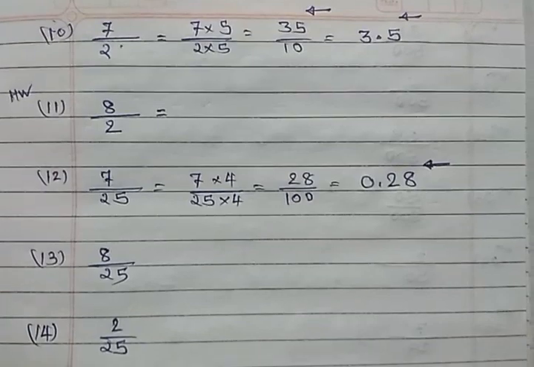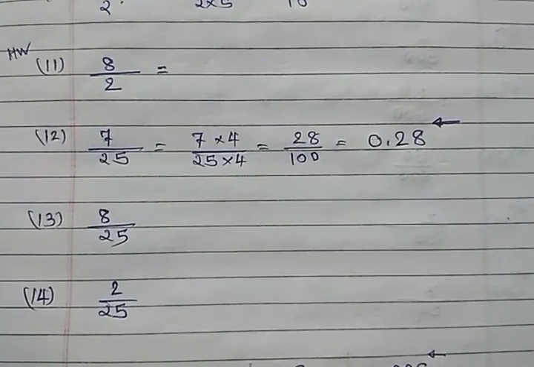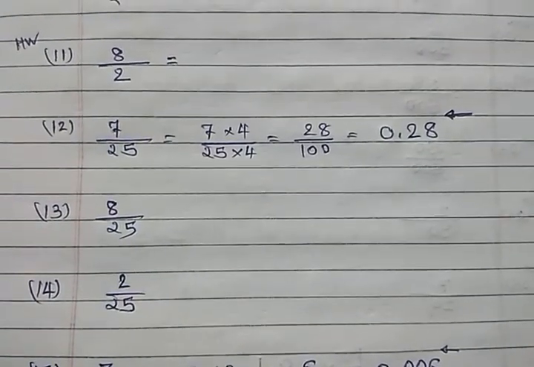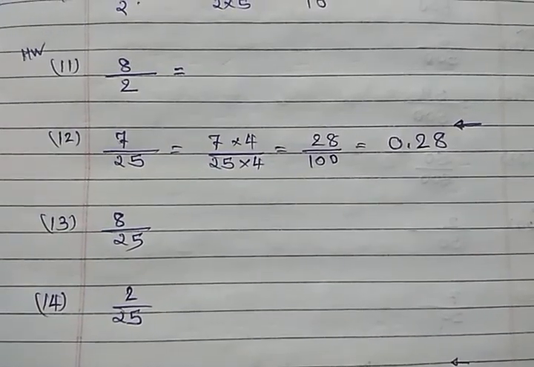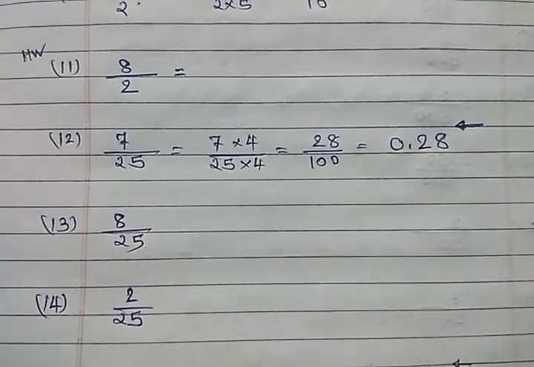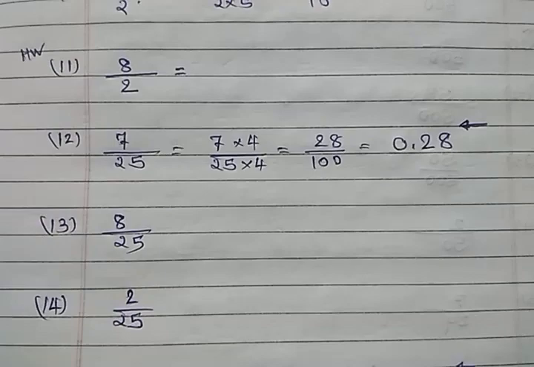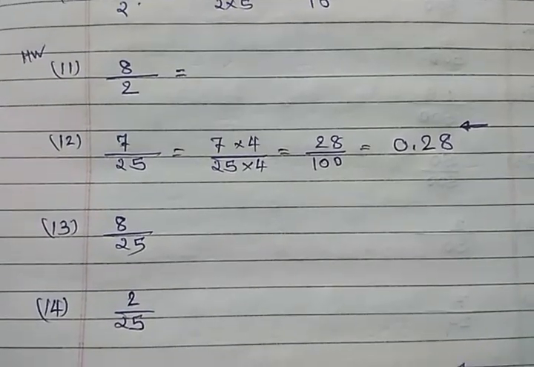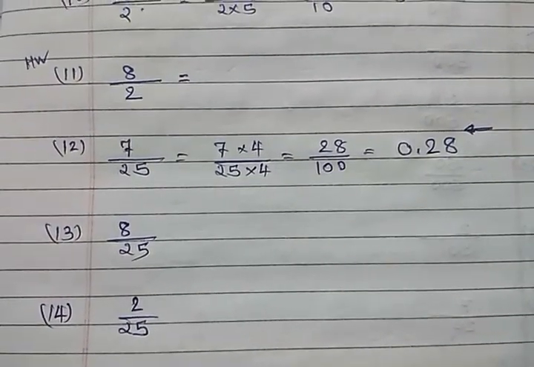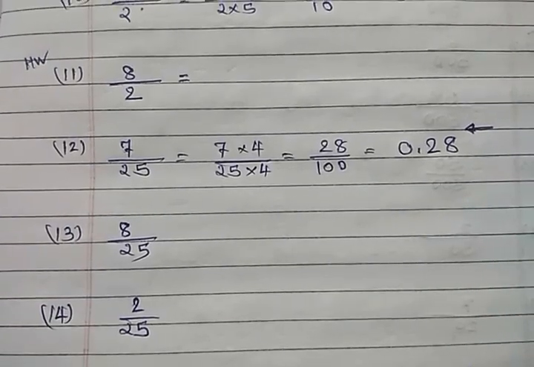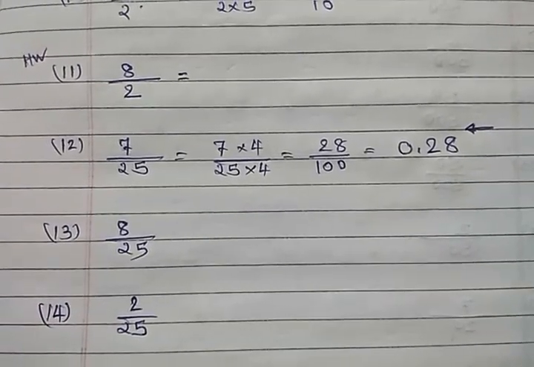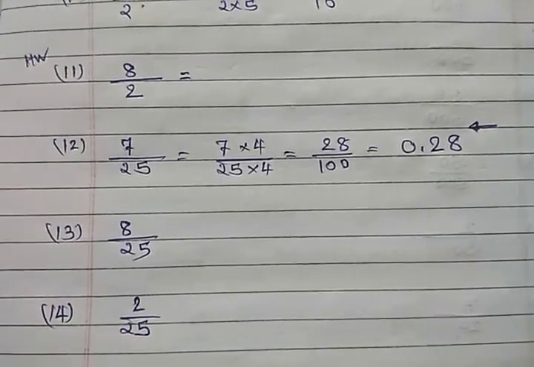Homework 12, here I have done over here. 7 upon 25. So 7 upon 25, 25 how many is 100? 4 is. So we have to multiply by 4 in numerator as well as in denominator. That is 7 4s are 28 upon 100, that is 0.28.